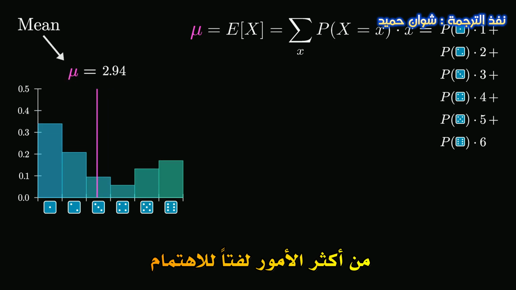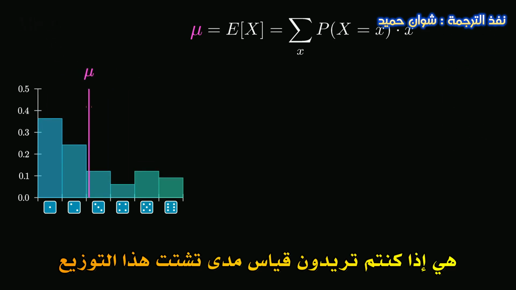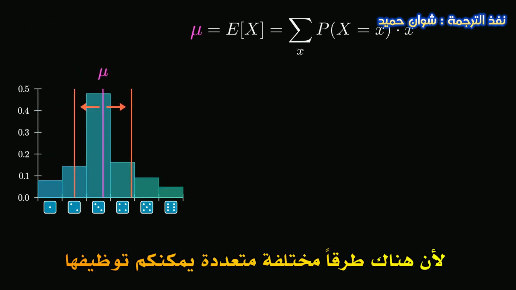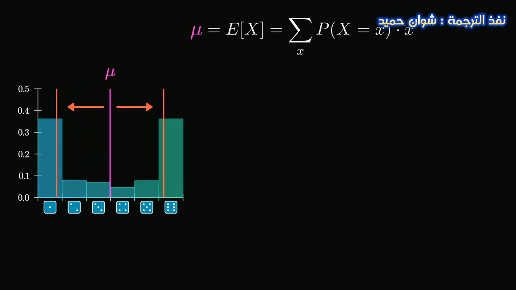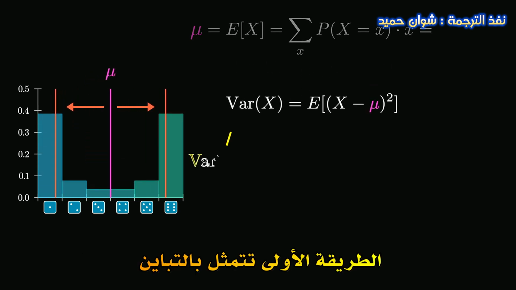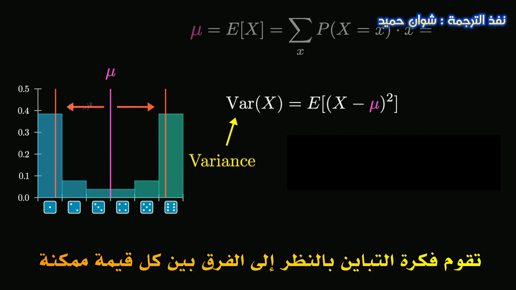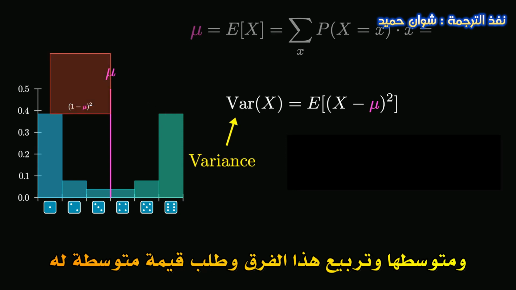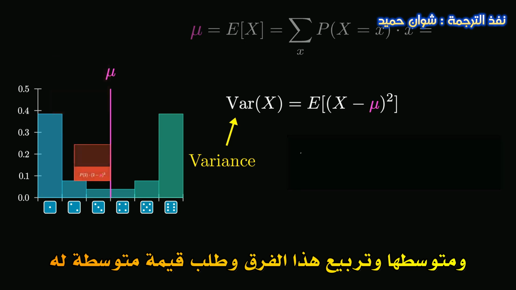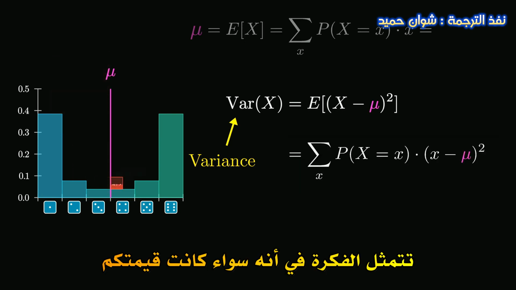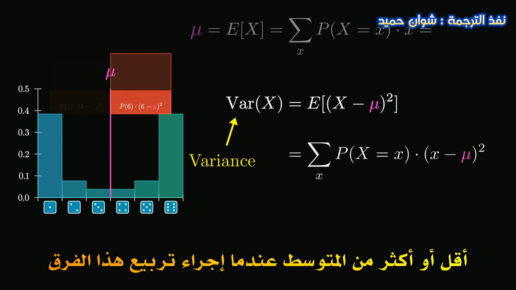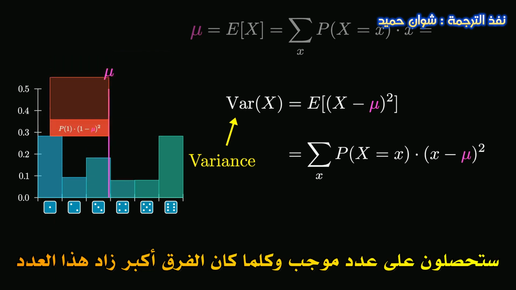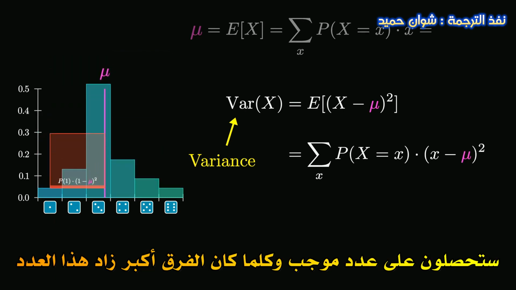A little more interesting is if you want to measure how spread out this distribution is, because there's multiple different ways you might do it. One of them is called the variance. And the idea there is to look at the difference between each possible value and the mean, square that difference, and ask for its expected value. The idea is that whether your value is below or above the mean, when you square that difference, you get a positive number, and the larger the difference, the bigger that number.